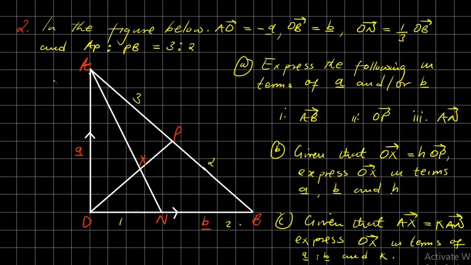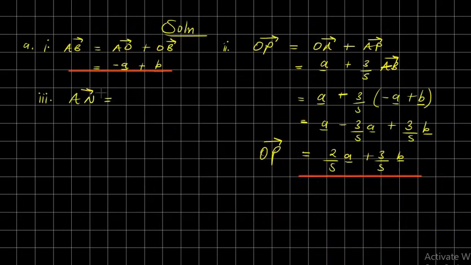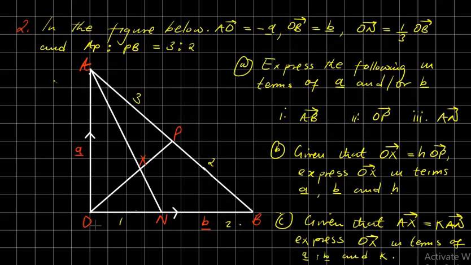Let's go back. AN is equal to AO vector plus ON vector. This is equal to negative A vector, that is for AO vector, plus 1/3 of what? 1/3 of the vector OB. Yes, 1/3, because this is vector OB. Actually, they even gave us that right here. So we have that.